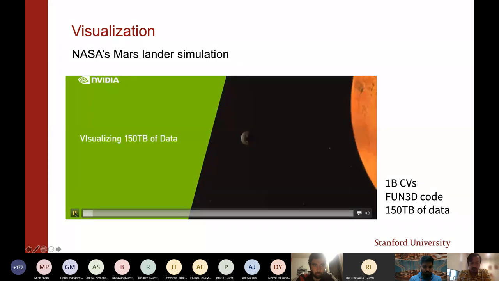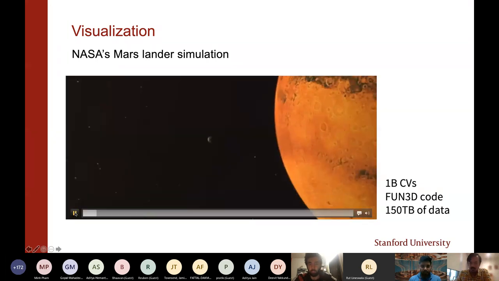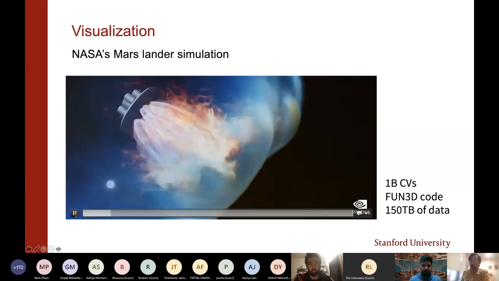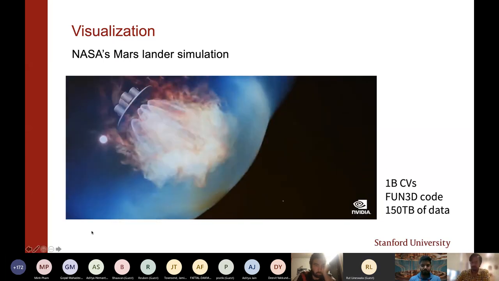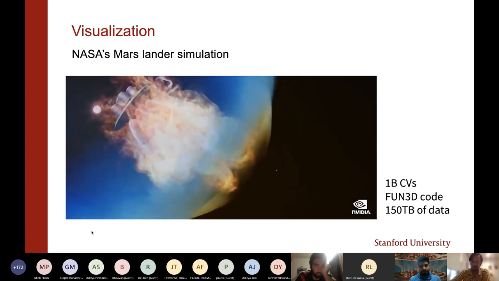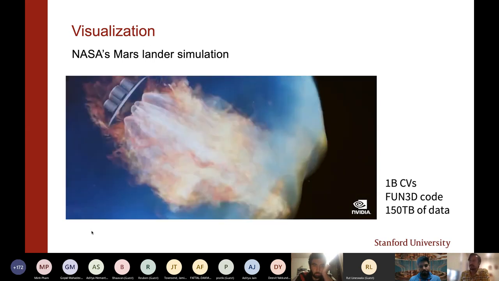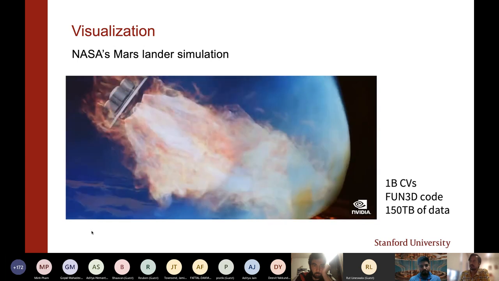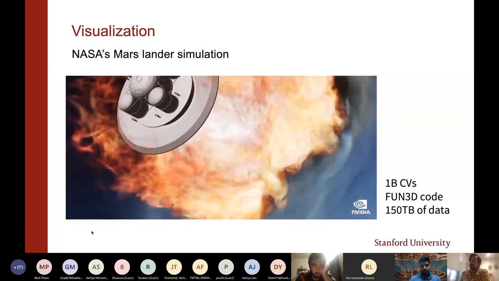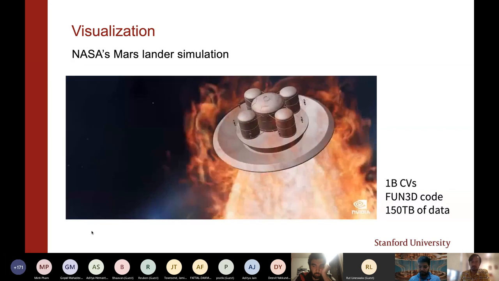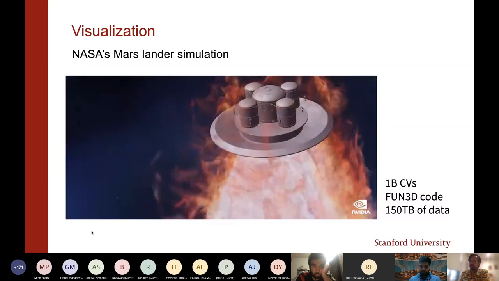NASA is working to send humans to Mars. Travel for 10 months, and when they near the planet, they will transfer to a lander, which is 16 meters in diameter and approximately the size of a two-story house. Because of the size of the lander and the thin atmosphere, they cannot use parachutes to slow their descent. They must use what is called retropropulsion to rapidly decelerate from 12,000 miles per hour to zero in less than 7 minutes. Simulating this is key to the success of the mission.